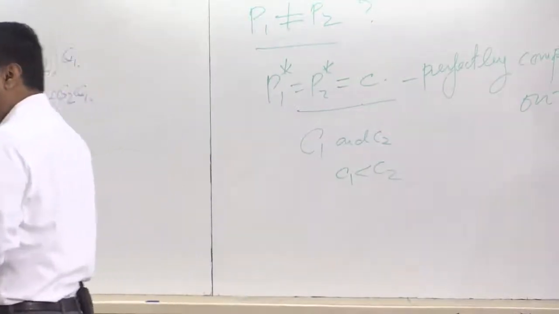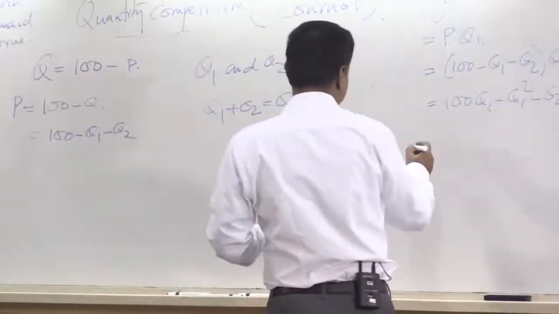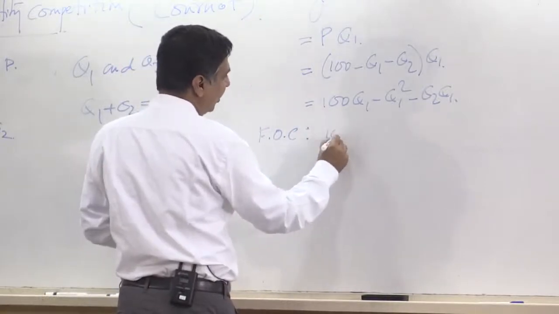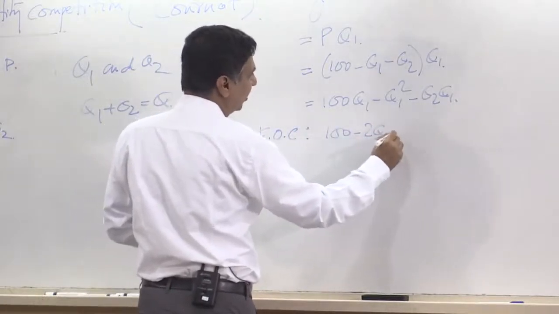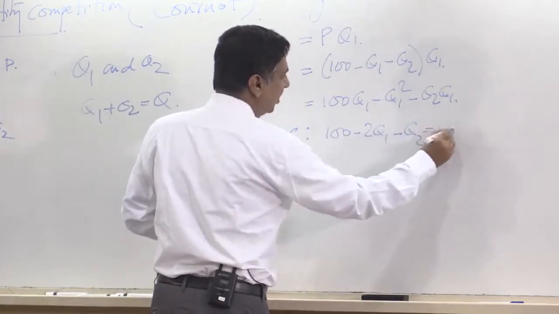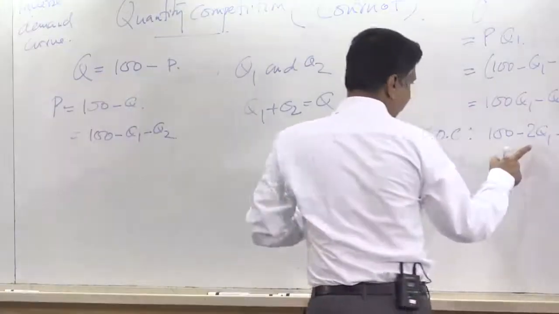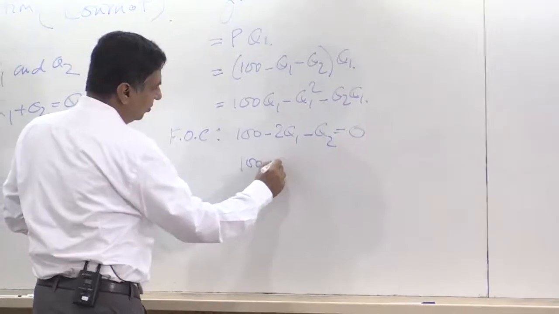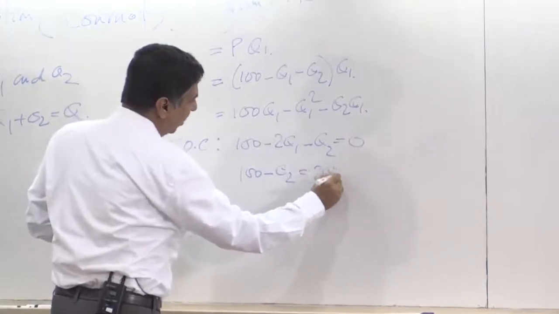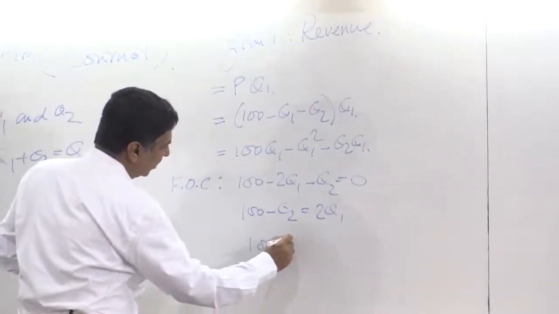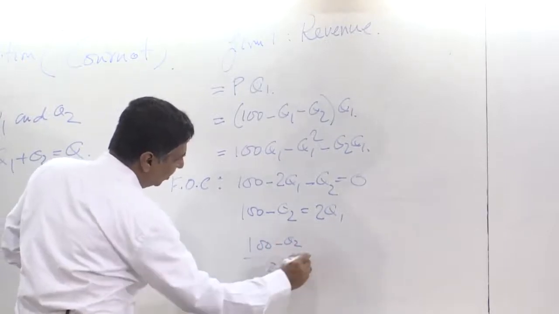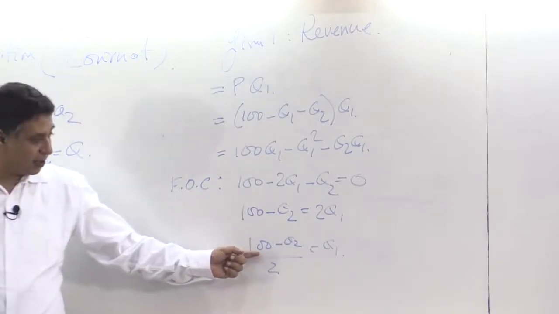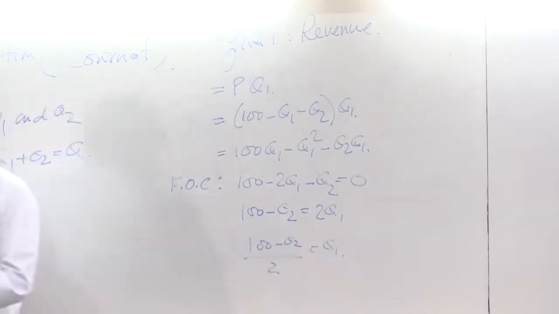So, what should I do? I should take the derivative. The first order condition will say that 100 minus 2 Q1 minus Q2 should be equal to 0. I want to write this in terms of Q1. So, I can write 100 minus Q2 is equal to 2 Q1, or 100 minus Q2 divided by 2 is equal to Q1.